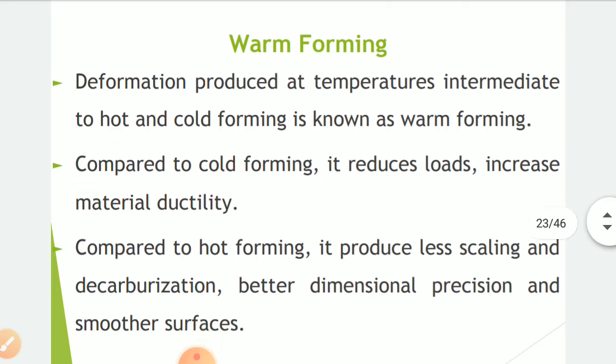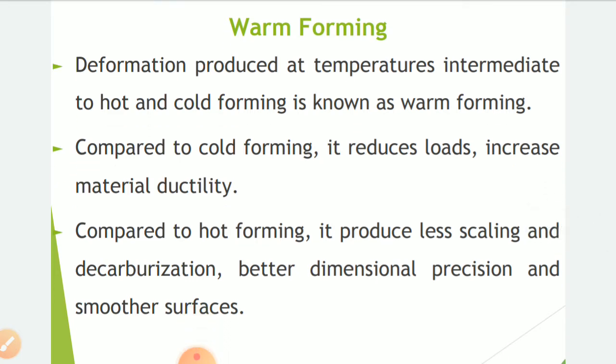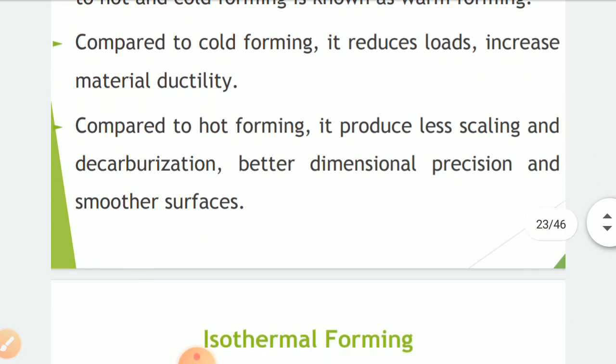So the point here is that whatever advantages we have in cold forming and whatever advantages we have in hot forming, the combination of all these we can achieve near the recrystallization temperature. The name given to that point is warm forming, or you can say warm forming range. It is the range near the recrystallization temperature.